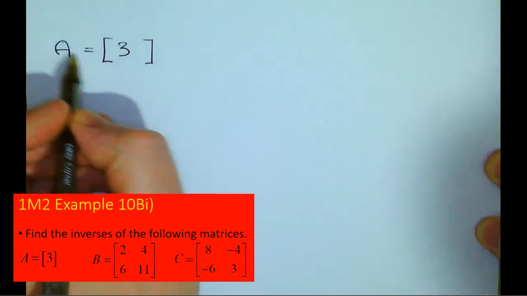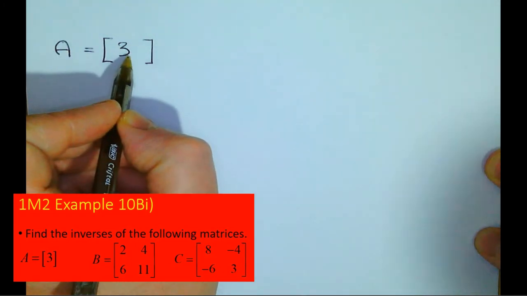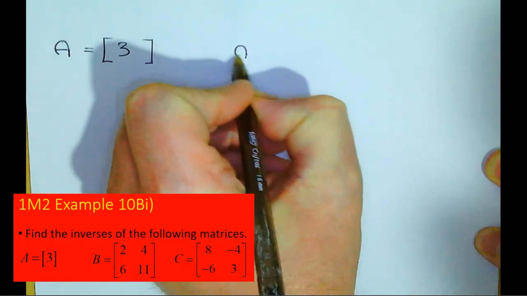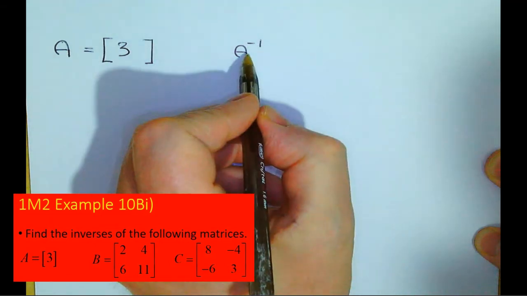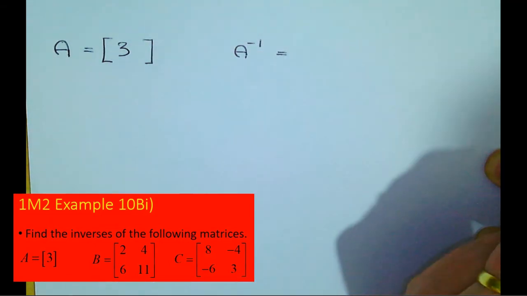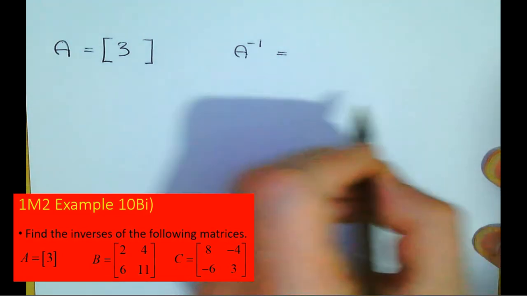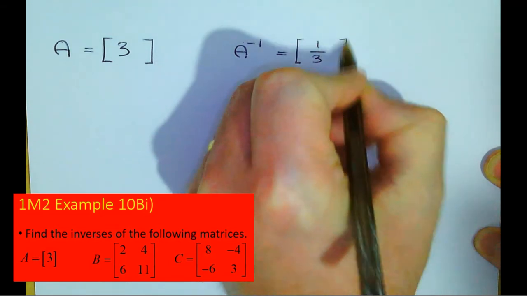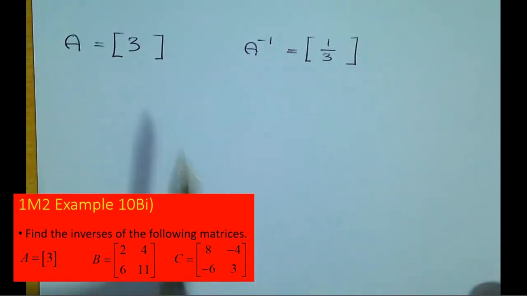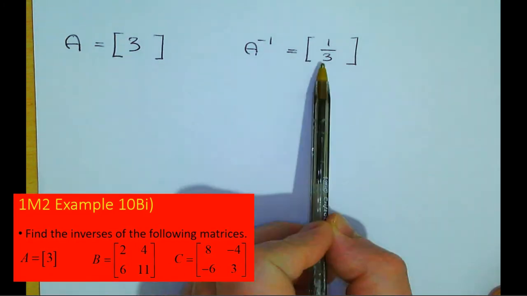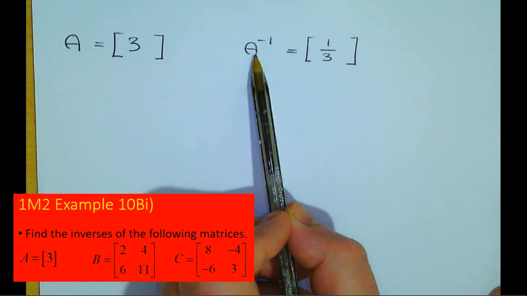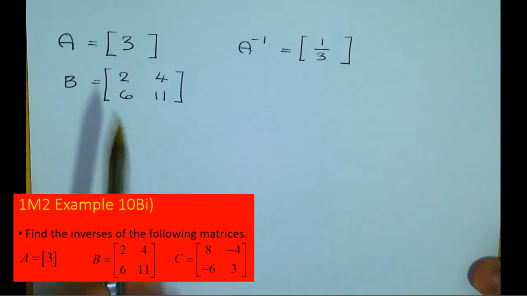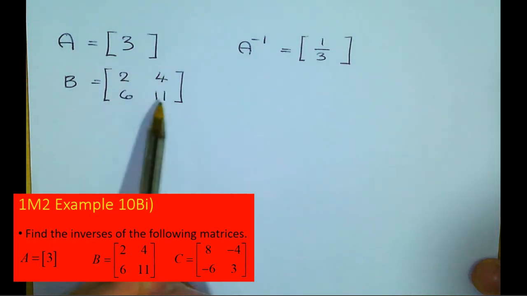So firstly, let's look at the matrix with a single element equal to 3. This is matrix A, and the inverse here, A inverse, will be again a matrix with a single element, and that single element will be equal to 1/3. So here's matrix A, and here is the inverse matrix, A inverse, or A to the power minus 1. Our matrix B, 2, 4, 6, 11.